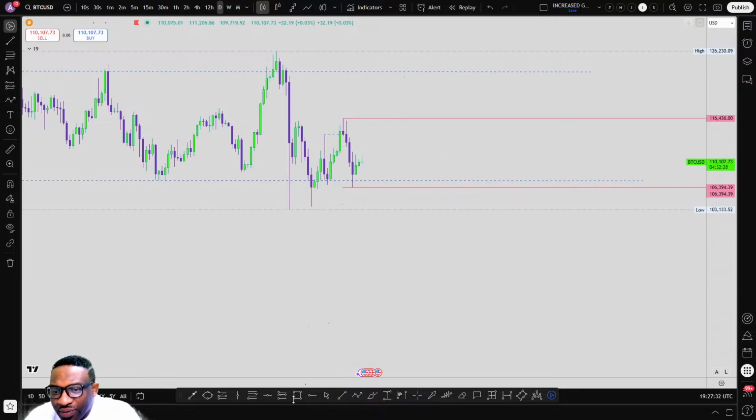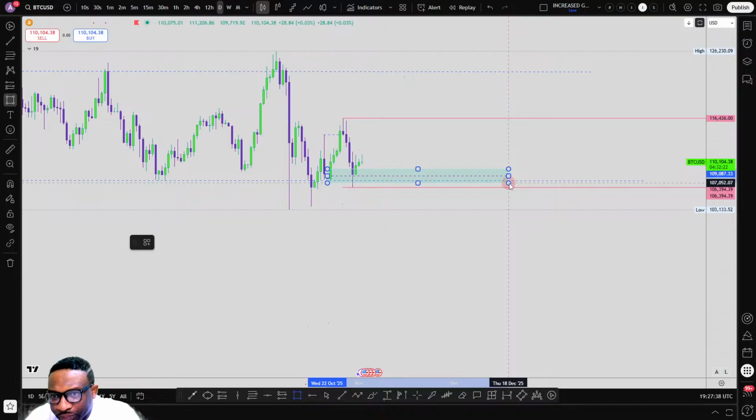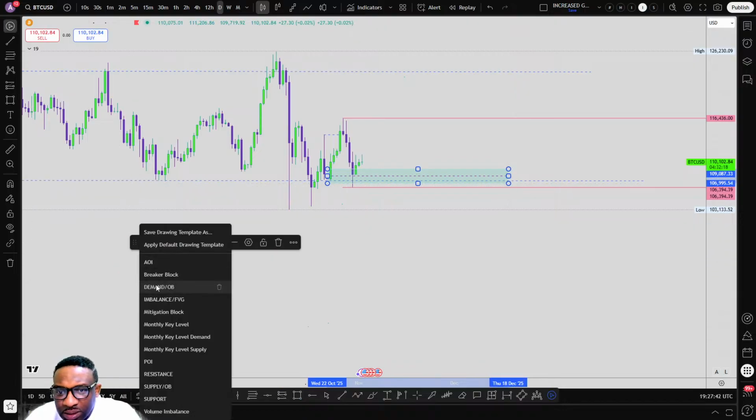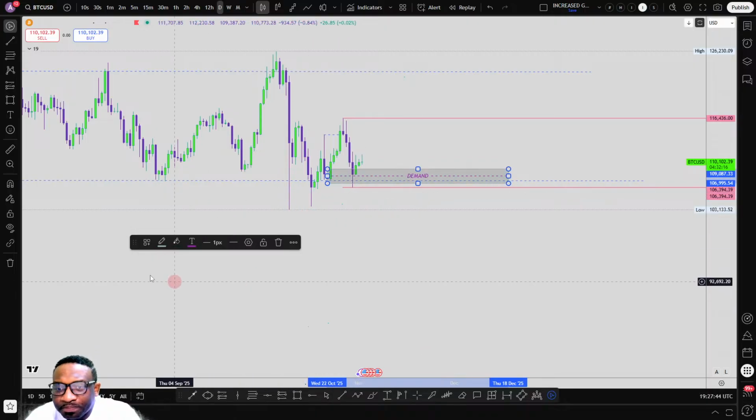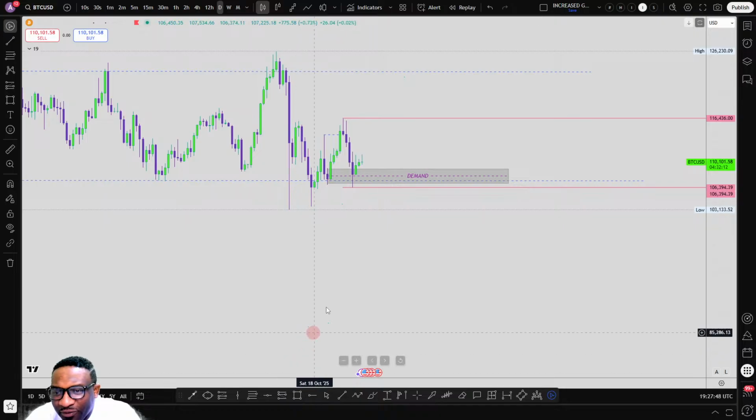So with this break of structure, the origin is from this area. So that will be our demand zone. So let's see if we have some form of imbalance attached to that.